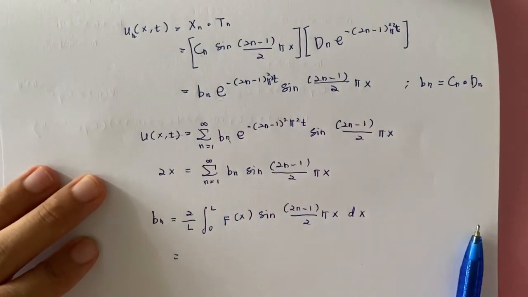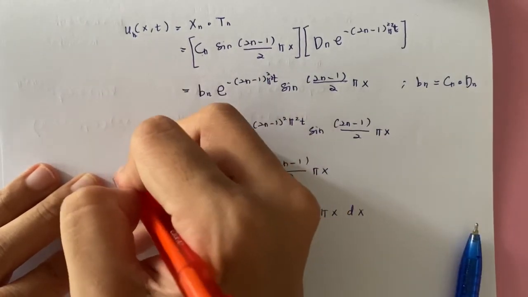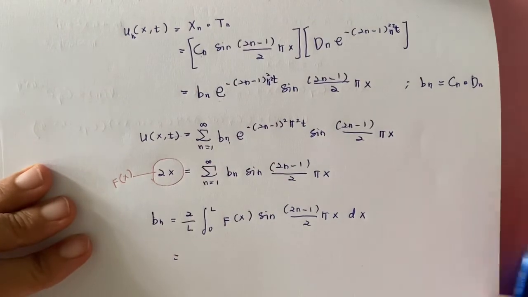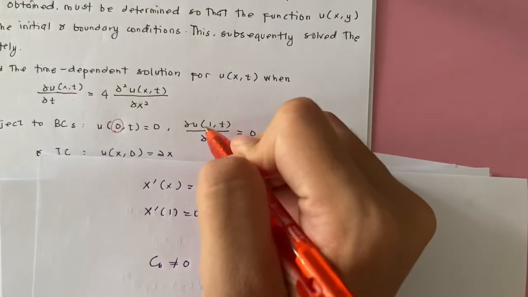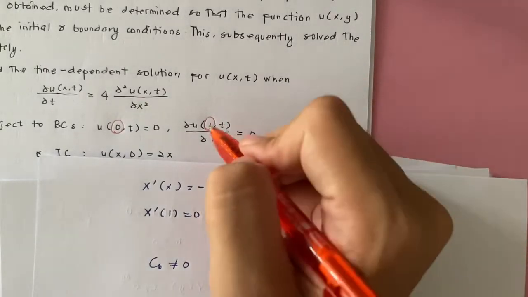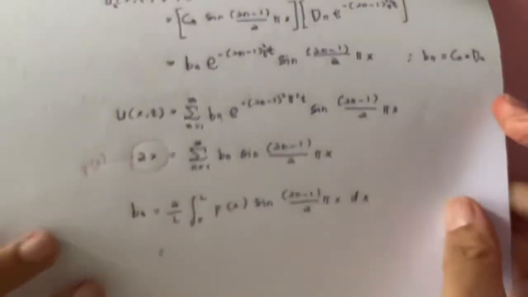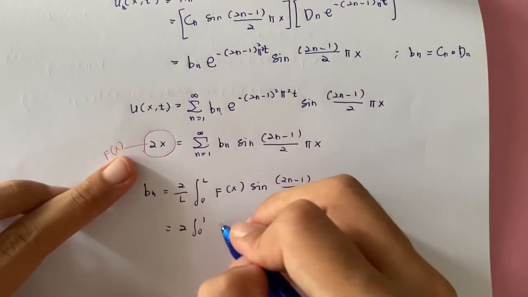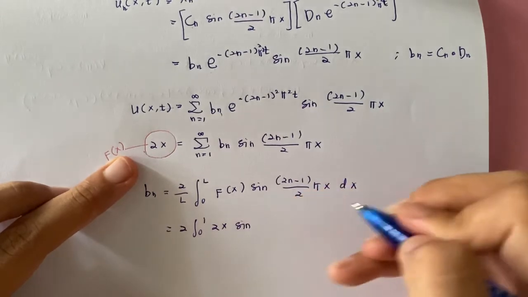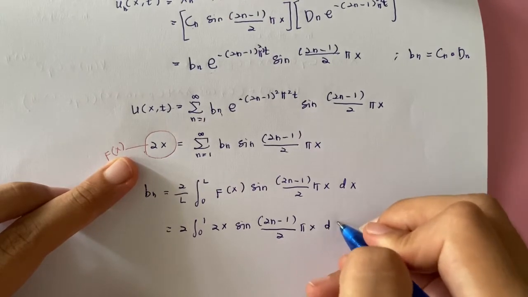Okay, so this is your f(x). Your initial condition is your f(x), and your L is equal to this one, L from 0 to L equal to 1. Okay, so L is equal to 1. So from here you have 2 divided by 1, 0 to 1, and then your f(x) is 2x, sine 2n minus 1 divided by 2 pi x dx.